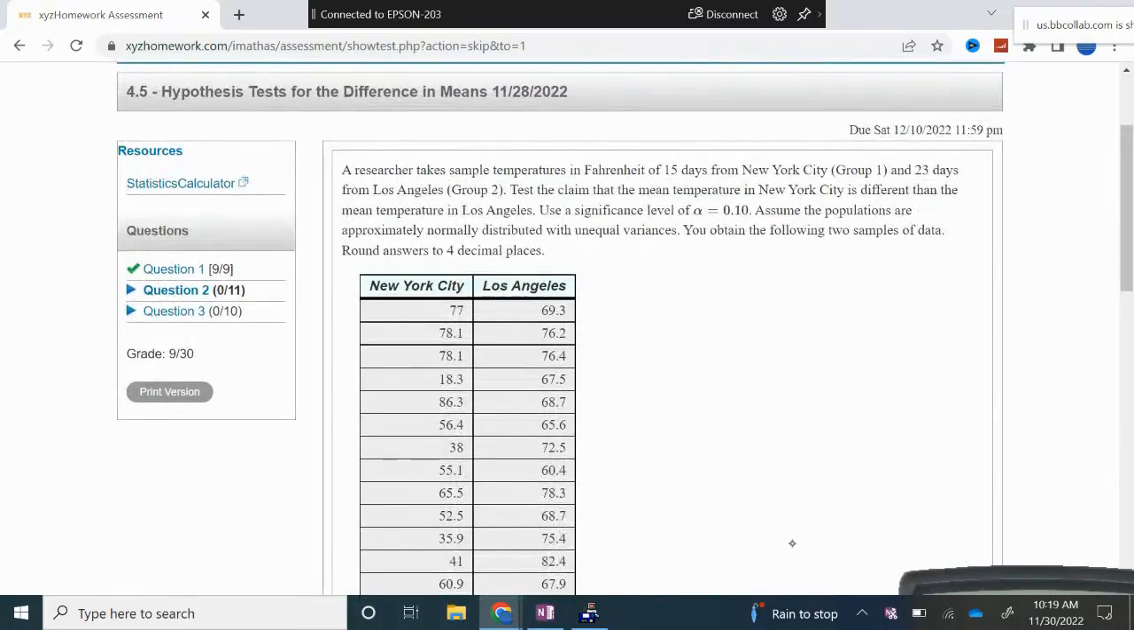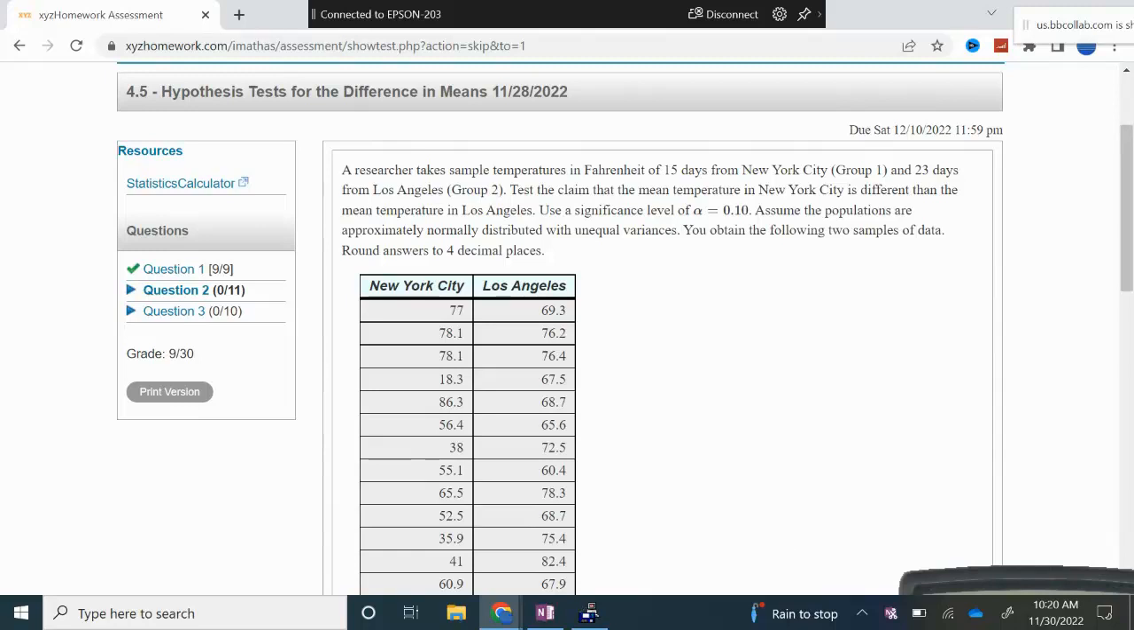Right? The tester claimed that the mean temperature in New York is different than the mean temperature in Los Angeles. So since we want to know if it's different, the null hypothesis is that the two are equal. The alternative hypothesis is that the two are not equal. Right? It says use a significance level of 0.10. So that would actually be a 10% significance level if you were to convert that decimal to a percent.